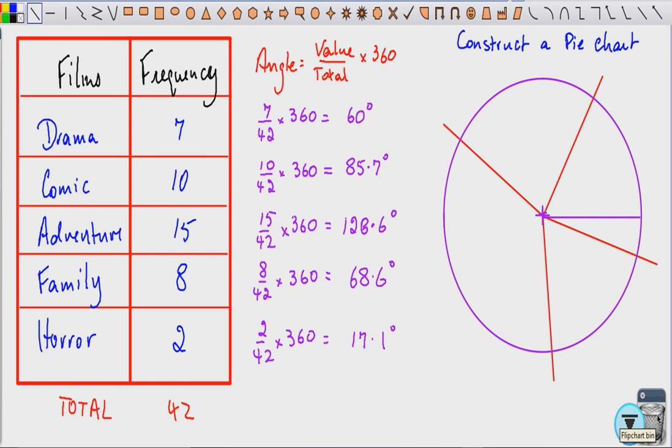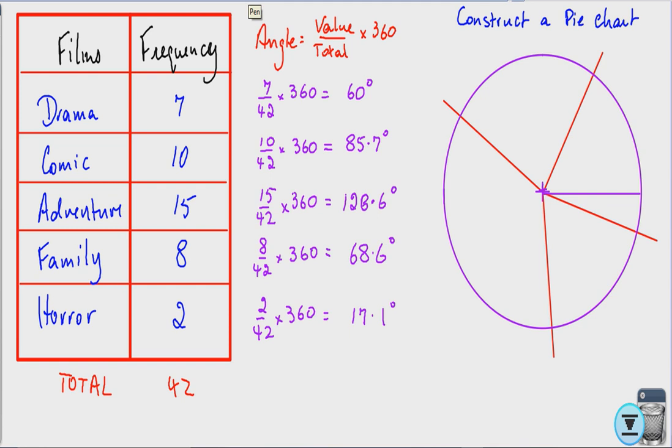And I need to label my pie chart. So how do I label my pie chart? By writing out what each sector represents. So I have drama here. I have comic here. I have adventure here. This is family. And this is horror. And that is the pie chart, which demonstrates visually, in the form of a pie, how the students in my class liked films.